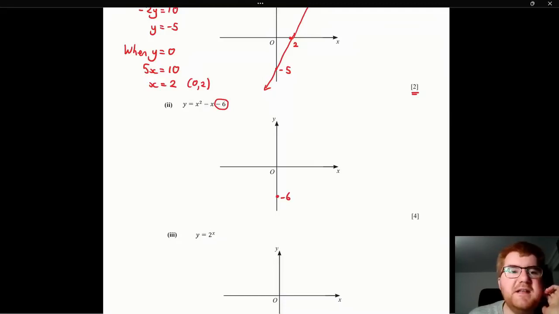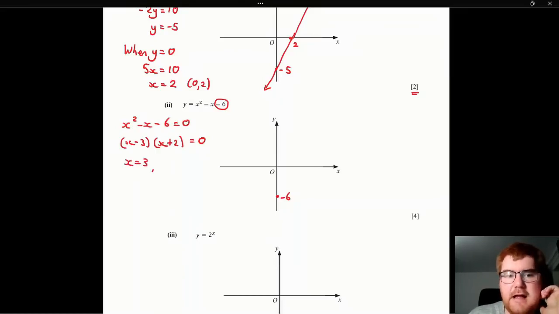To get the x-intercepts, we just solve our quadratic, so we make it equal to 0. This is one that factorizes. So what two things multiply to give you minus 6, add to give you minus 1? That's going to be minus 3 and plus 2. Therefore, x is 3 and minus 2 is our solution. So we've got 3 here and then minus 2 here.